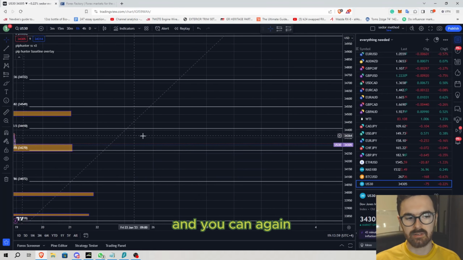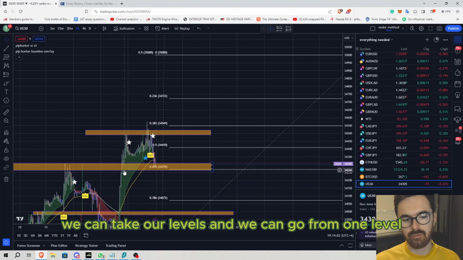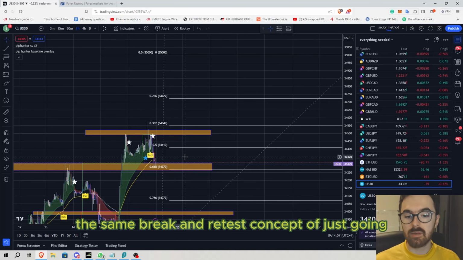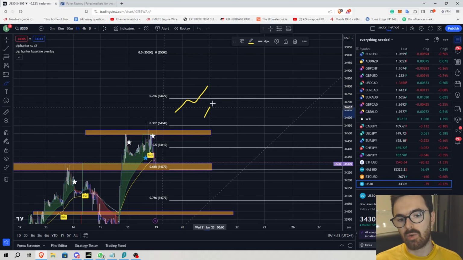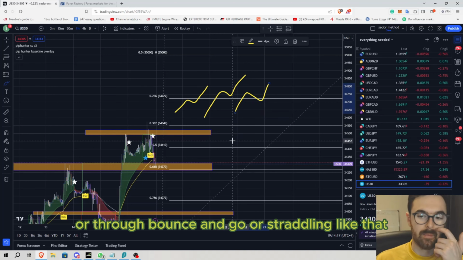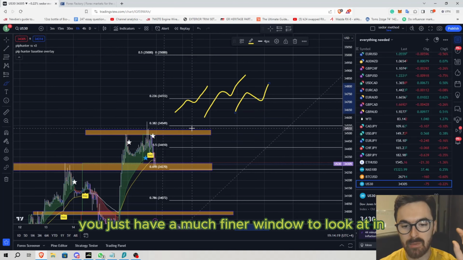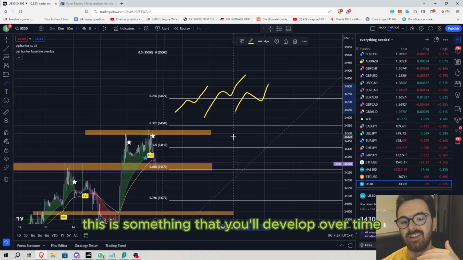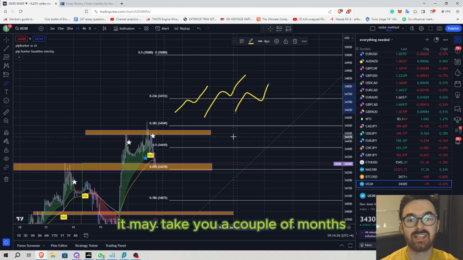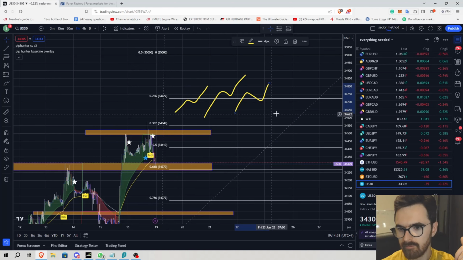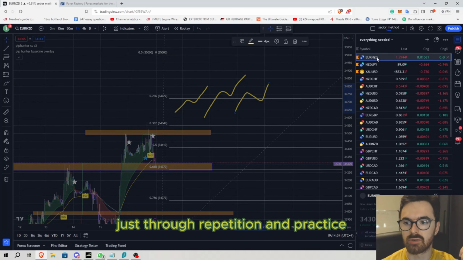And again, we can take our levels and go from one level to the next level, to the next level, and use it. Again, the same break and retest concept of just going hit, bounce, go, or through, bounce and go, or straddling, like that. So the same concept applies, you just have a much finer window to look at it in. This is something which you'll develop over time. It might take you a few weeks, it may take you a couple of months, but over time you'll start to see the pattern just through repetition and practice.